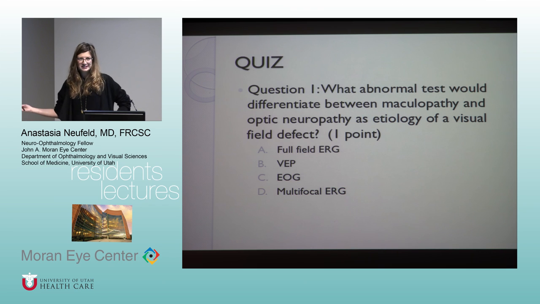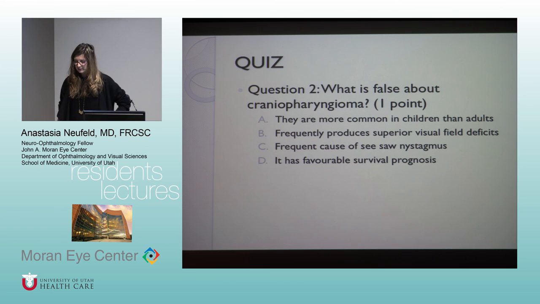Why is it not EOG? What do you test? That's disease. Very good. And of course, multifocal EOG will tell you that there are abnormalities when you do sample genes. Very good. Okay, what about this one?